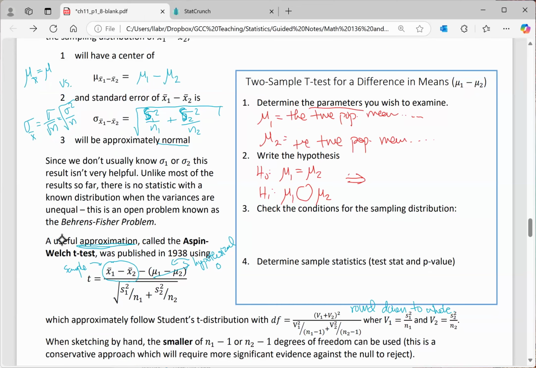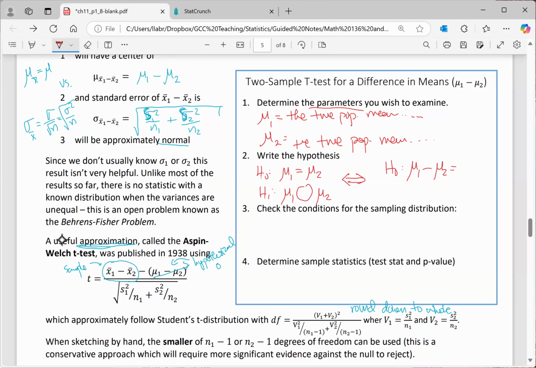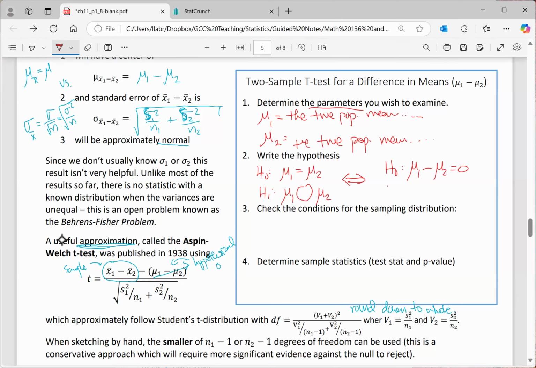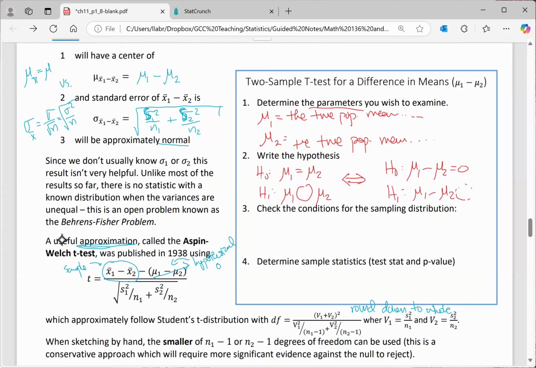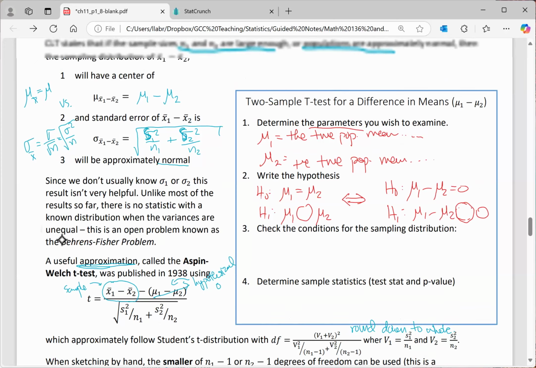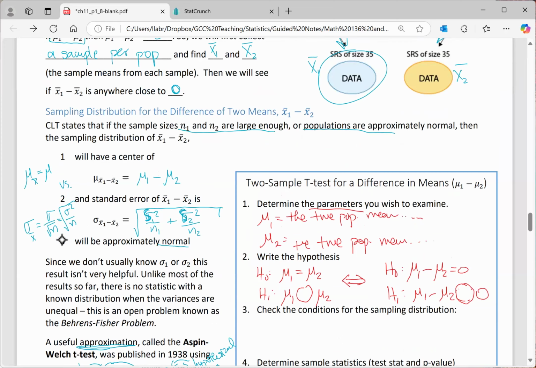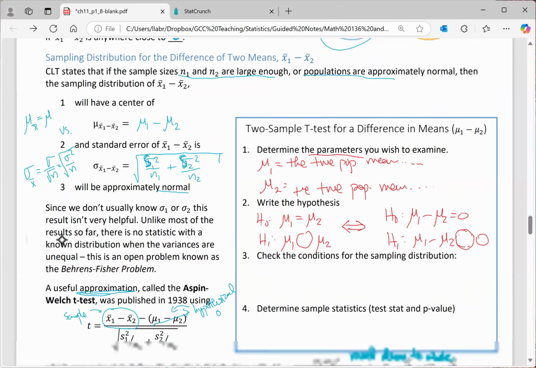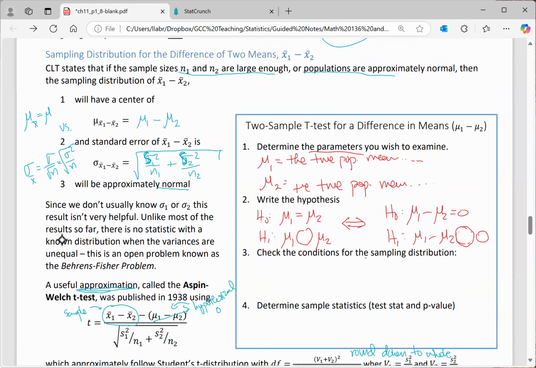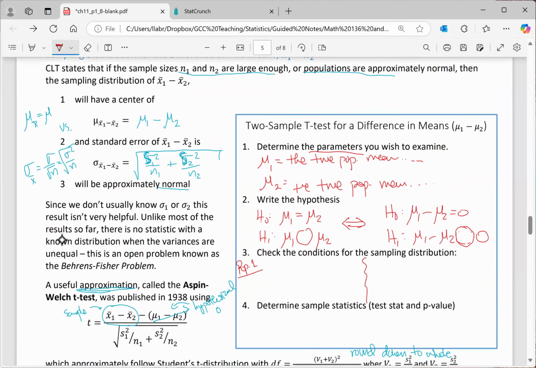And that's equivalent to the way that we're going to see it in StatCrunch, of mu1 minus mu2 being 0. So we basically just move everything to one side. And the alternative, that mu1 minus mu2, throw in your comparison here, and then 0. You need to check the conditions for the sampling distribution. So up here, if you remember, we said that the central limit theorem requires that N1 and N2 be large enough, or the populations separately be normal. So you're going to have to take a look at Pop 1 and just run through the checks.